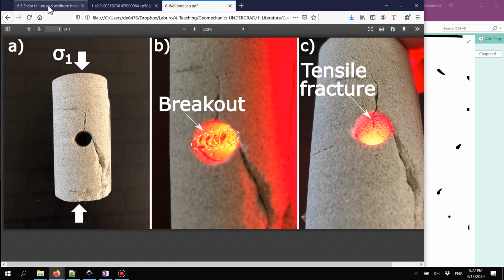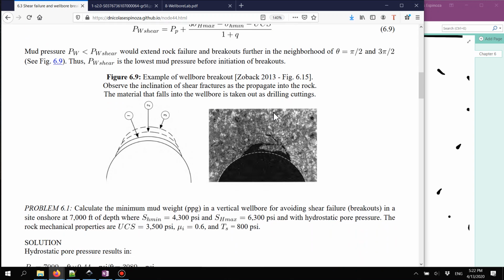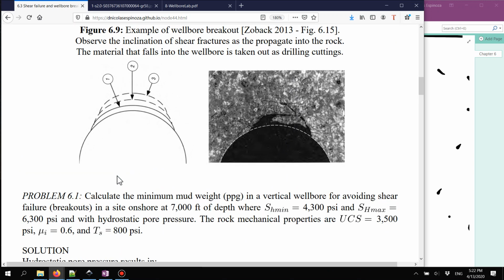All right, so let's come back now to the equations that we have over here. And we're going to do one example. This is example 6.1.